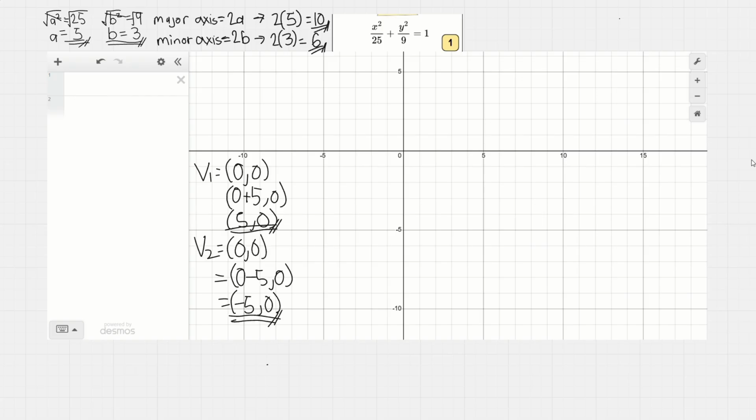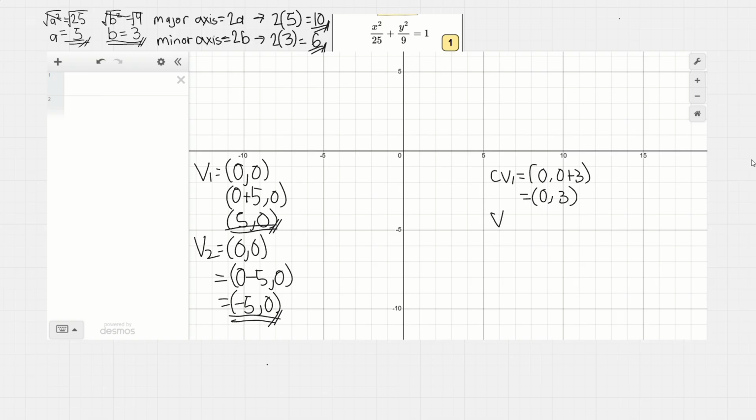Now, how do we get our co-vertices? Our co-vertices are the endpoints of the minor axis, which is the shortest line. So our minor axis value is b. Let's get our co-vertex 1. We're going to start at 0, but we are going to move upwards this time, so our y value will be moving. 0 plus 3. Therefore, our co-vertex 1 is 0, 3.